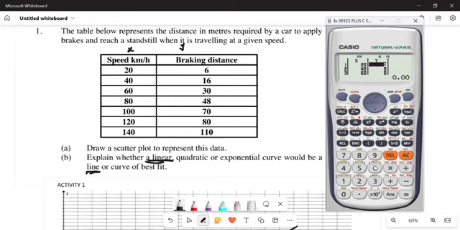And then after that, I'm going to say, okay, I have 6 equals, and then we have 16 equals, we have 30 equals, we have 48 equals, we have 70 equals, we have 80 equals, we have 110 equals. So now you check that they balance. And as soon as they balance, then you can store your data. How do you store your data? Okay, we press AC.